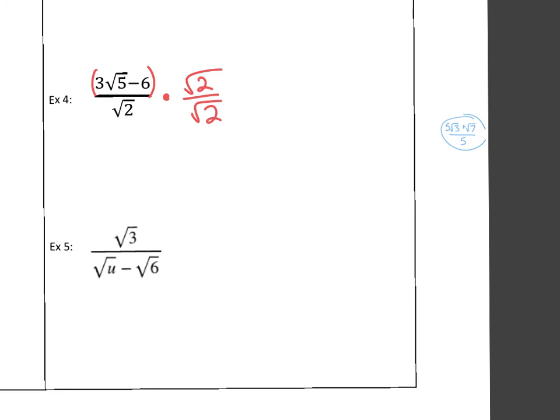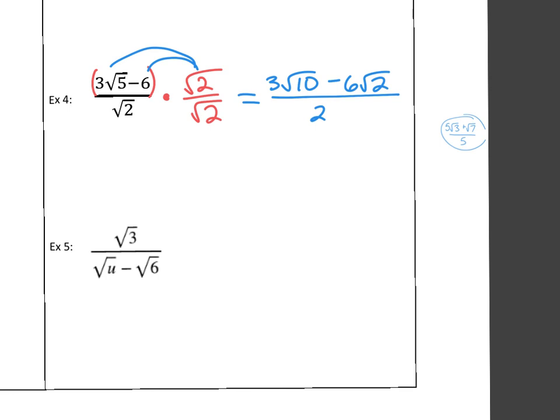Okay, so on top, what was the first thing that you did? Yeah, multiply. So basically this is being distributed, right? Because it's being multiplied by both. So 3 square roots of 5 times the square root of 2. Good. Negative 6 times the square root of 2. And then on bottom, just a 2. Raise your hand if you got that far. Good deal. Hopefully if you did not, you see what you did wrong.